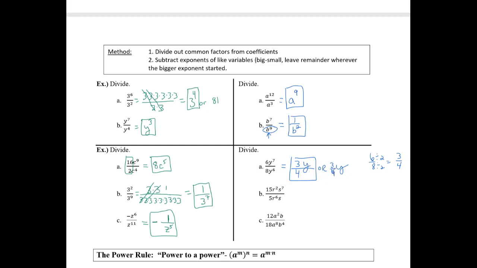So if it's in the numerator, it's the same thing as just multiplying 3/4 times y. If that y was in the denominator, you would have to write it in the denominator. Okay? Next one.